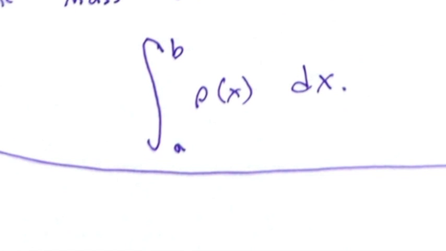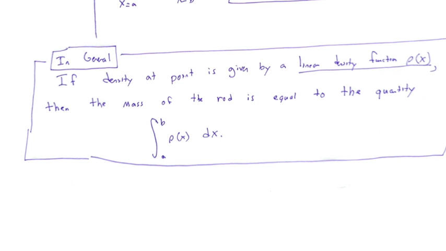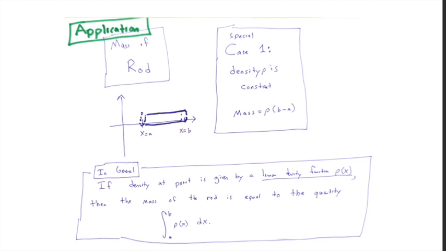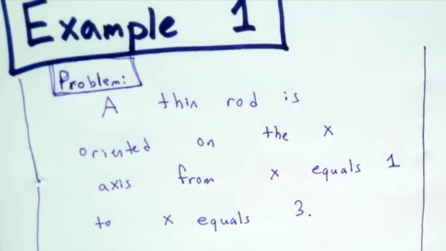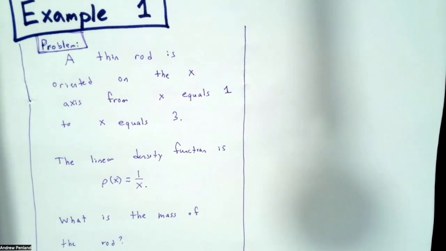So it's not too hard to find the mass using this definite integral, and this is a physical application of integration. So a thin rod is oriented on the x-axis from x equals 1 to x equals 3. We're told the density function is rho of x equals 1 over x. What is the mass of the rod?